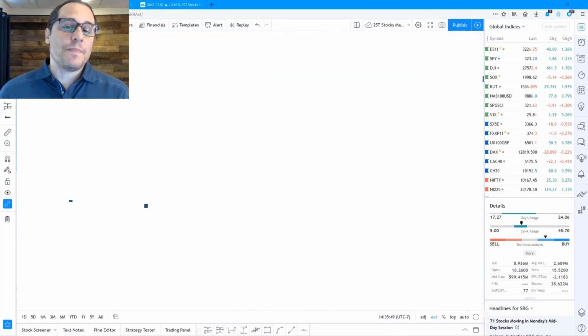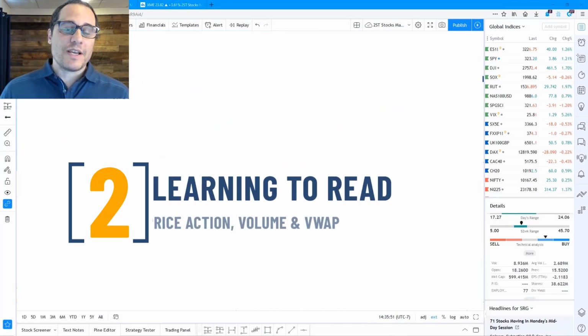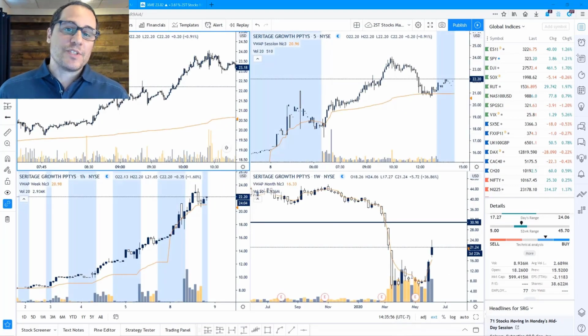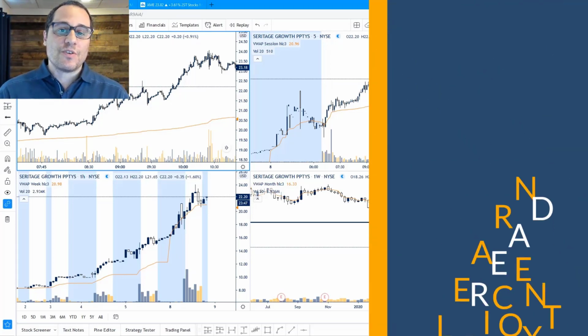Now, the second step is learning to read price action, volume, and VWAP. When we are day trading, behind every day trade there is a chart, and you have to learn to read the charts. What you see in front of you right now is the chart of SRG. It's a stock that we day traded today, but you need to learn how to read this and find day trading setups. We recommend starting off by learning the most important skill, which is learning to read price action context.